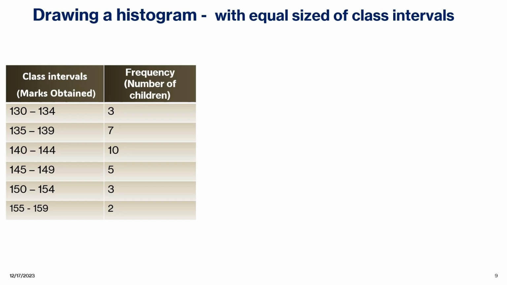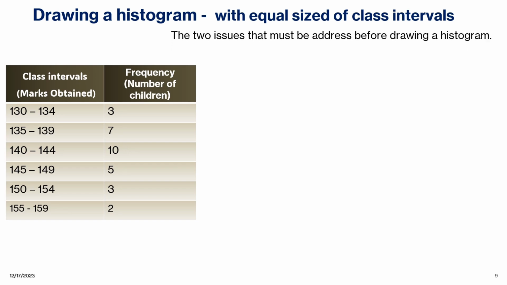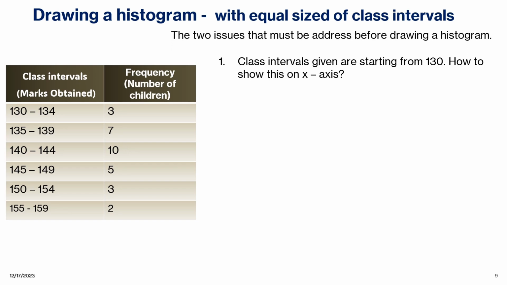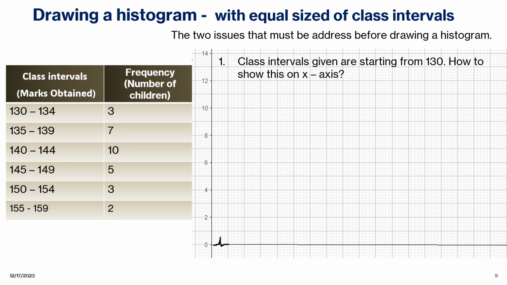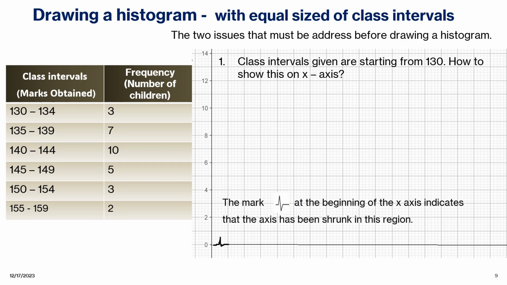This data distribution, we have two problems to fix. Number 1, the class intervals are given starting from 130. So how can we fix these class intervals on the x-axis? To maintain the accuracy of the scale on the x-axis, we need to insert a small cut near 0 on the x-axis, right? So then we know that in between that cut, we have shown our scale from 0 to 130.